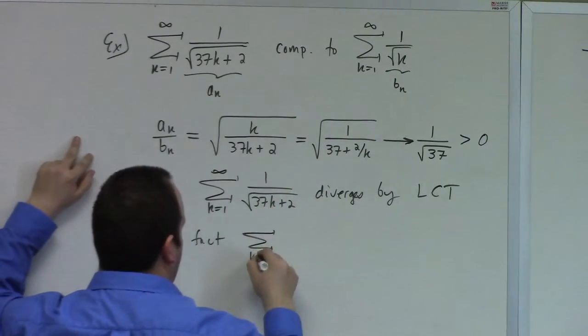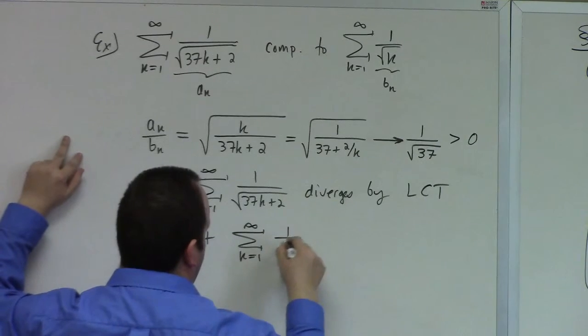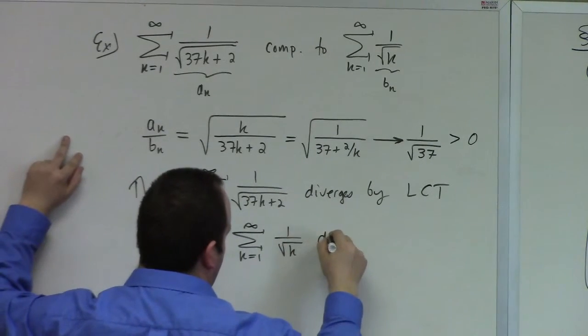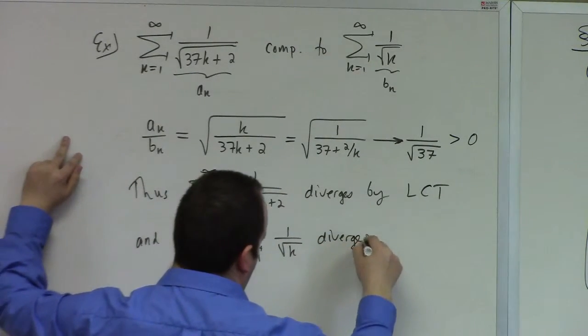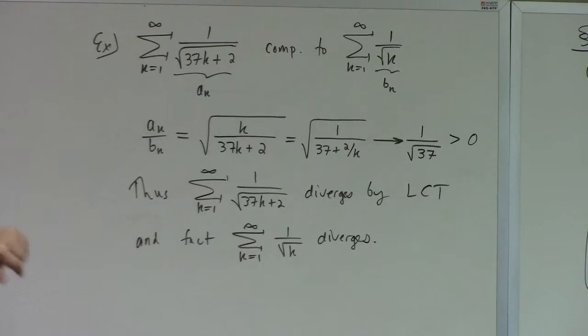How do I know that the sum k equals 1 to infinity of 1 over the square root of k diverges? That was like half hour ago, right? We proved it over here. The point is that the a sub k series is ugly, messy, yucky, right? But if you look at it, it's really just the square root of k with some noise in the denominator. So intuitively speaking, you'd expect you could compare it to the 1 over the square root of k.